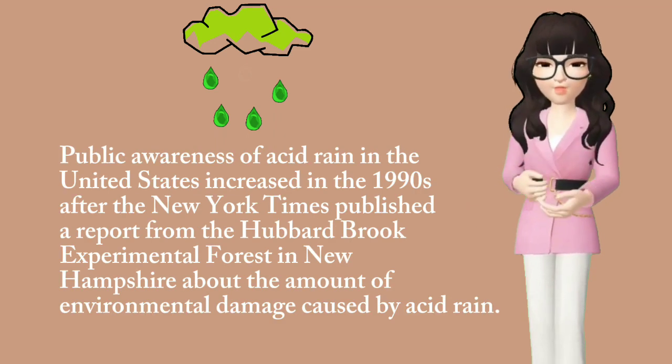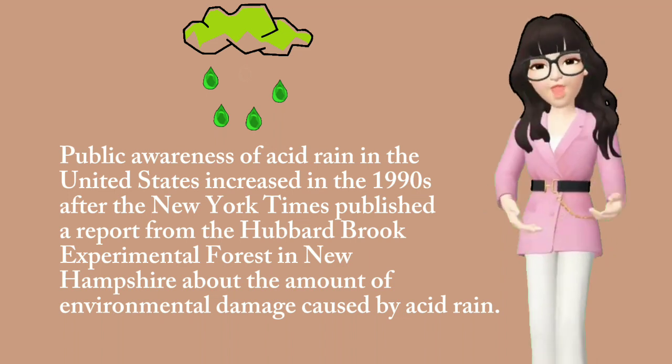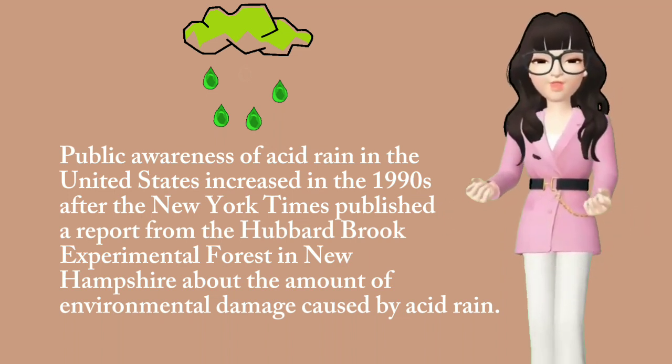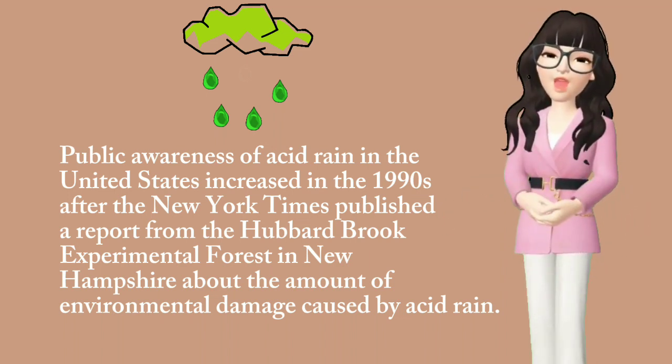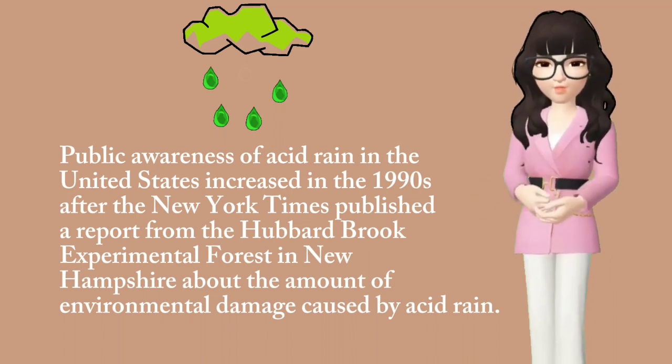Public awareness of acid rain in the United States increased in the 1990s after the New York Times published a report from the Hubbard Brook Experimental Forest in New Hampshire about the amount of environmental damage caused by acid rain.